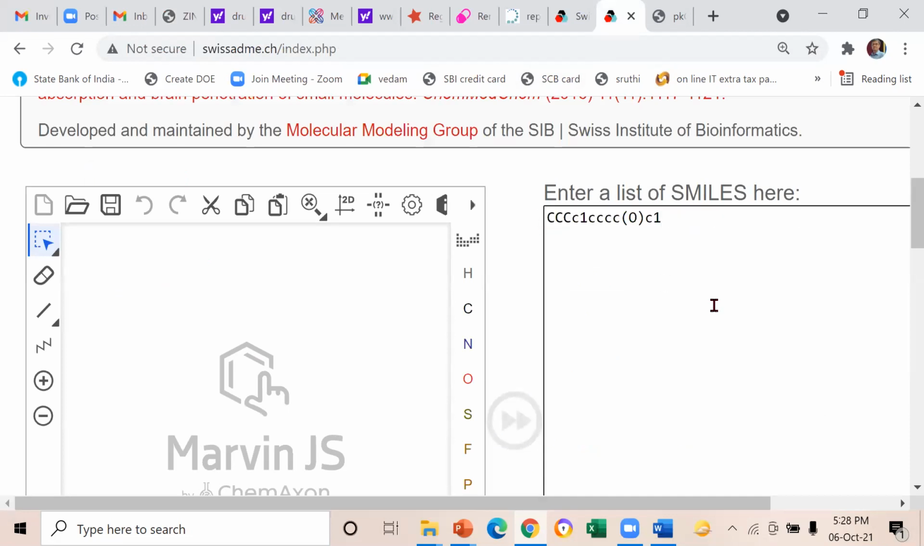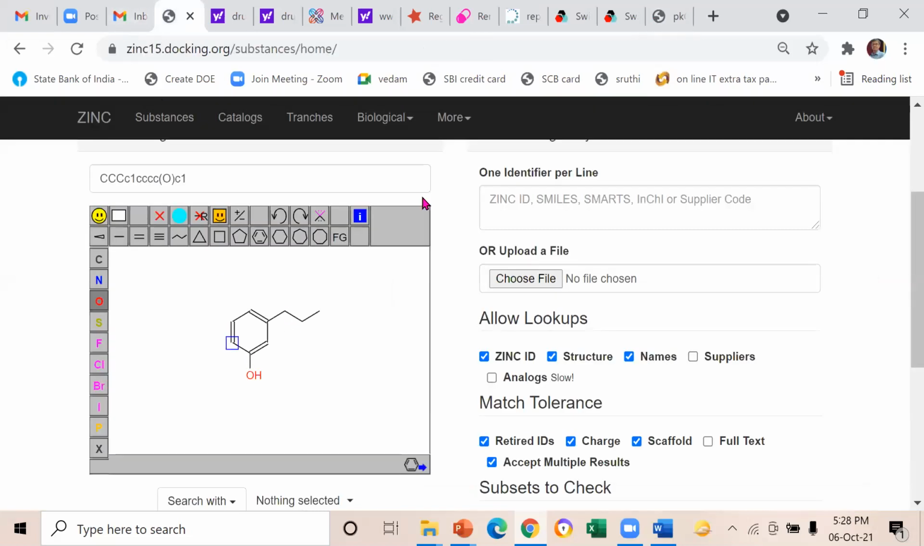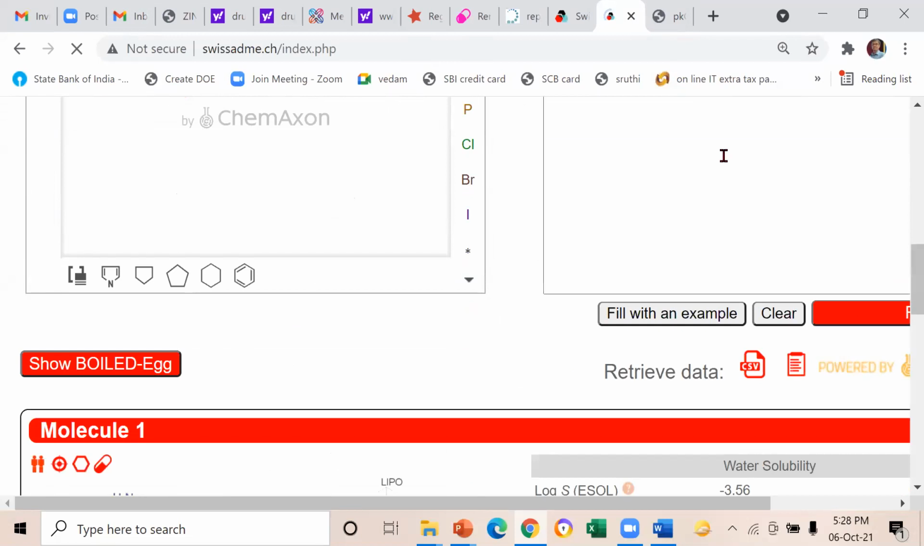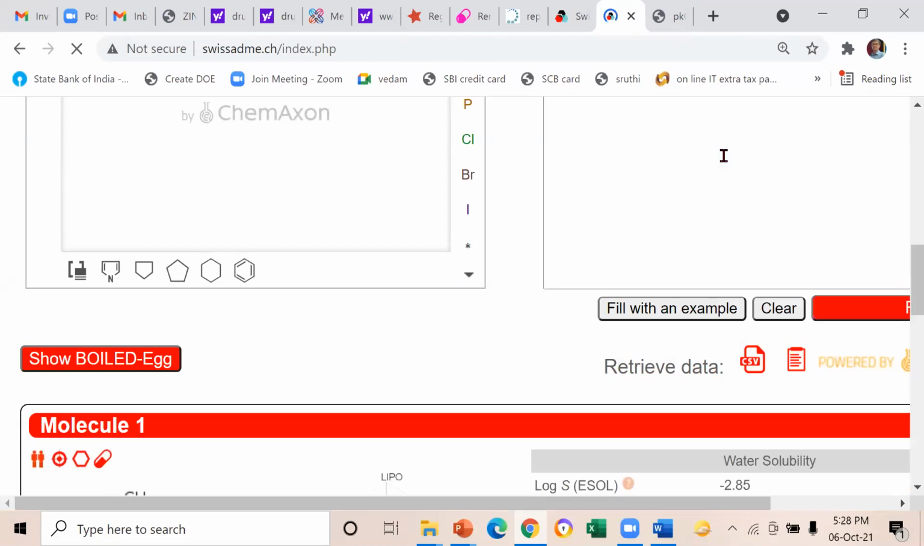So I copied the SMILES notation of this molecule. I went there and then I say run. So SMILES notation is a text form. It is very useful because all these software ask for SMILES notation, so we can copy from that.